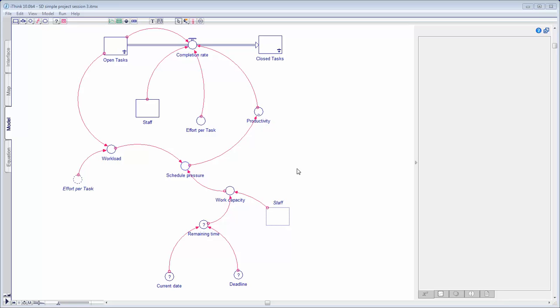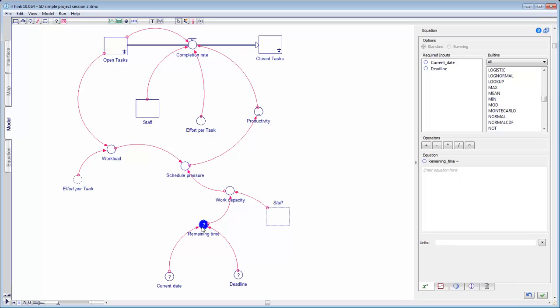Moving down to the remaining time, things become easier. The remaining time is defined as the difference between deadline and current time. We click both of them in the list with the required inputs and add a minus between them to calculate the difference. I will put 100 on the deadline converter. It means we have 100 time periods till the deadline. For the last converter, current date, I will select the function time, which gives us the current time period of the simulation at each step.